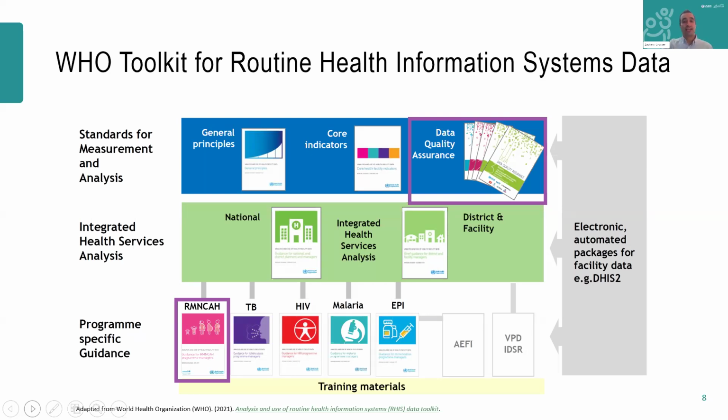This broader RHIS toolkit also contains guidance for planners and managers, including integrated health service analysis at the facility, district, and national levels. At the bottom of this graphic, the program-specific guidance documents and training materials are listed. There are currently program-specific guidance documents and resources for HIV, immunization, TB, malaria, rehabilitation, and MNCH, with more programs to be added in the future.